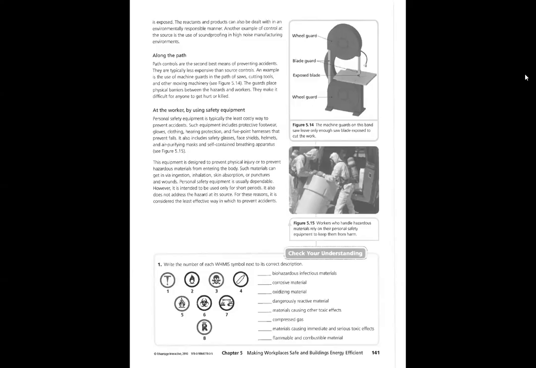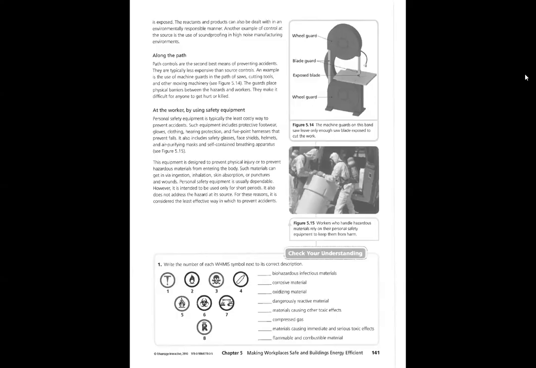So page 140, you would want to look at biohazardous infectious materials, and you would go over and say, oh, number 6. So you would write number 6 in front of that. And then corrosive material, go look at page 140 and have a look. And you would see, oh, there's corrosive material. In this one, it's number 7, and write in number 7. Okay, so you're going to fill all those in.